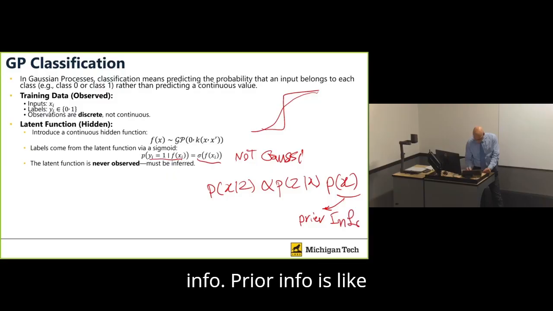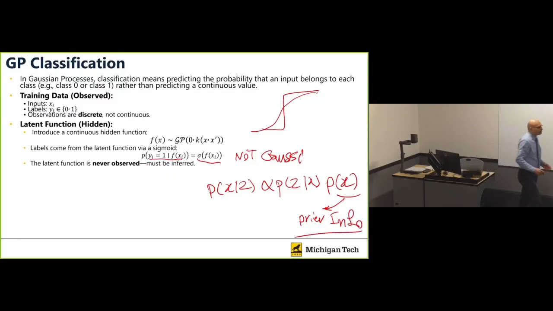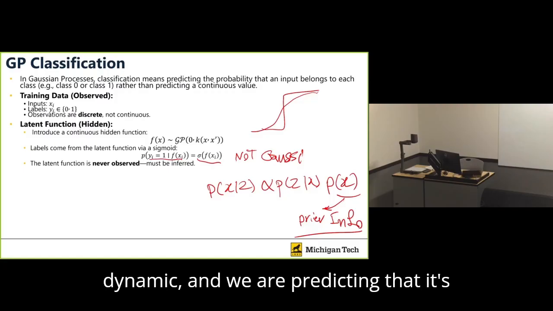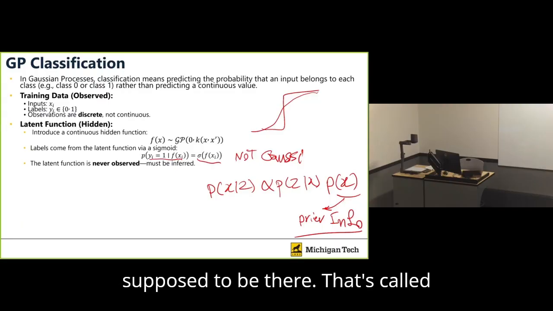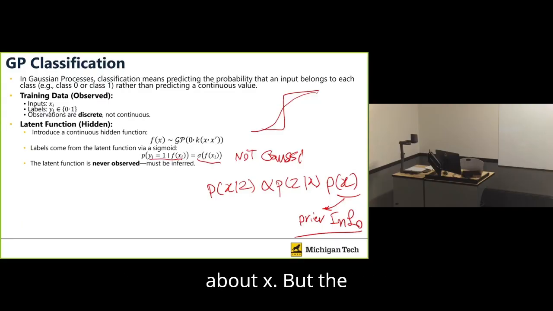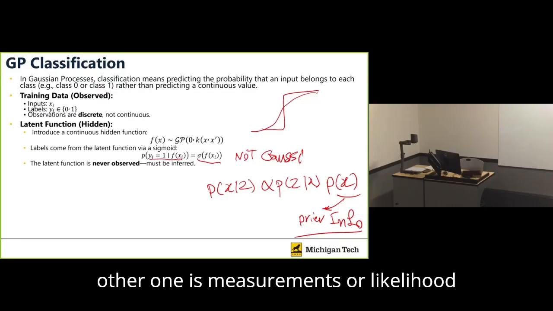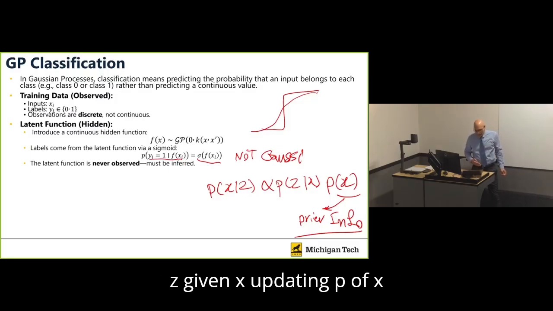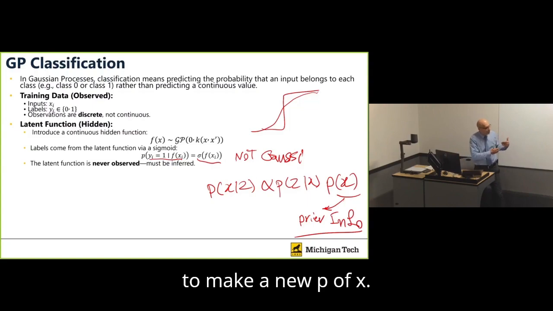Prior info is like prediction. Like a robot moving with some dynamics, and we are predicting that it's supposed to be there. That's called prior, P of x. It means some information about x. But the other one is measurements or likelihood, that is updating that. That P of z given x updates P of x to make a new P of x.